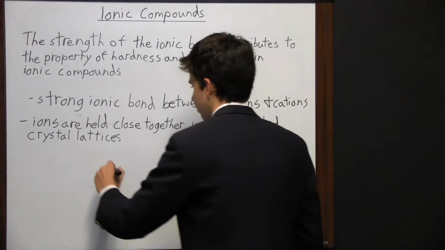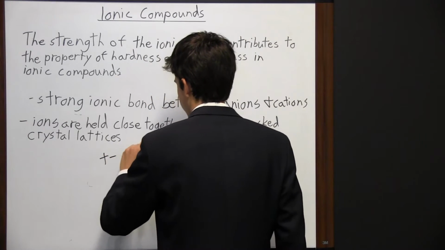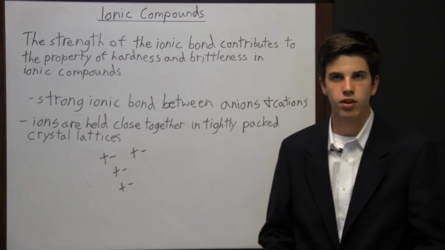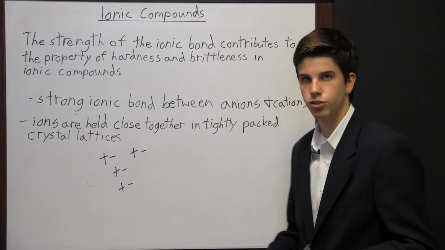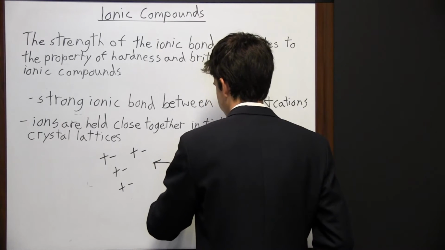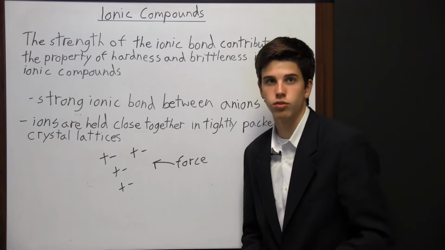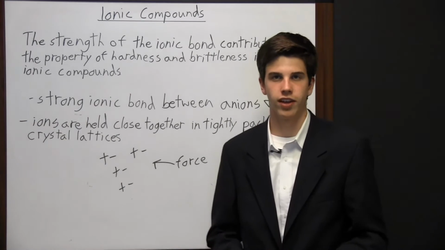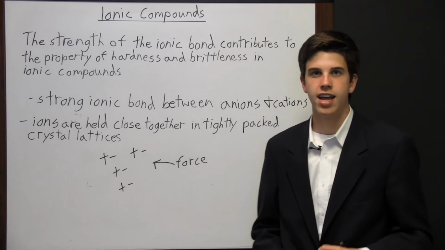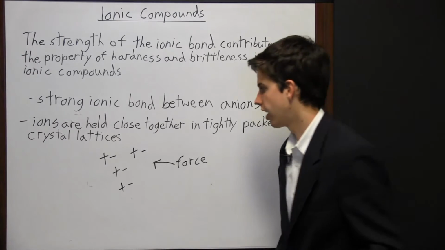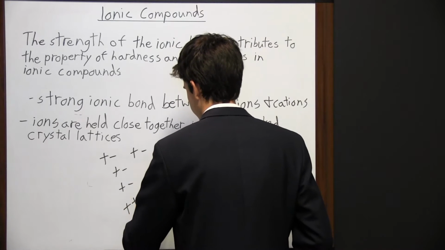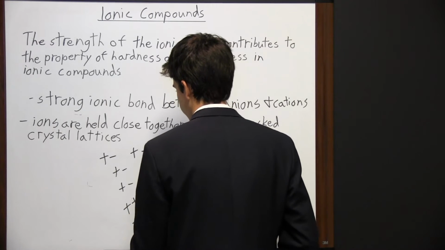And because they're close together, you have positive ions up next to negative ions. Now, when a force is applied, the crystal deforms slightly. So I'm going to draw an arrow right here that represents force. And so now the crystal deforms slightly. This deformation brings positive ions next to positive ions and negative ions next to negative ions. So now this is rearranged a little bit, and you have positive, positive, positive, positive, negative, negative, negative, negative.